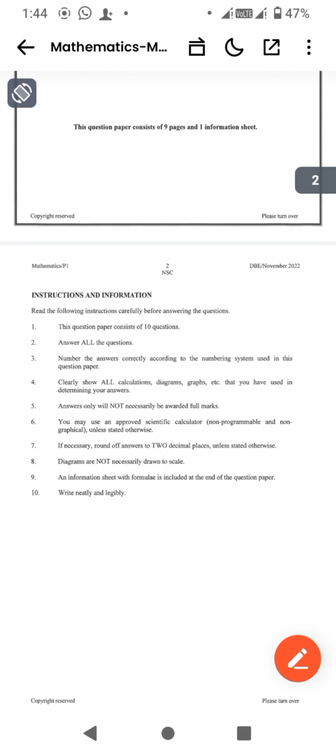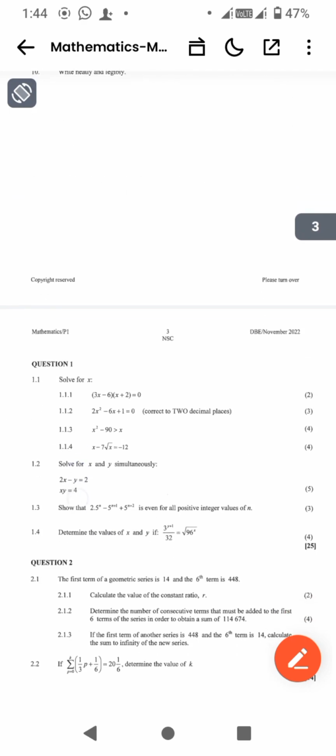This is extracted from November 2022, as you can see. So we'll focus on algebra for this video. That's 1.1.3, the third question. This question is more of an inequality sort of.